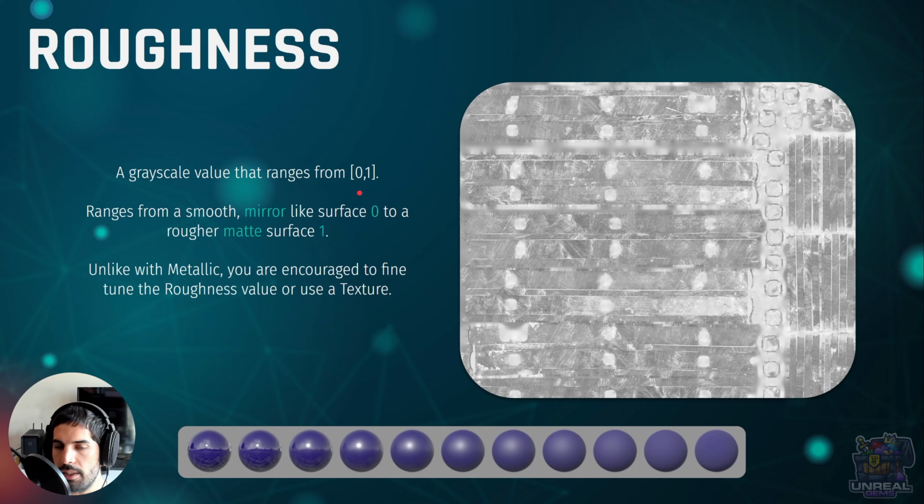So 0 will reflect light perfectly and 1 will scatter the light reflected, so we will see a more rough surface. Unlike with metallic that we will see later, we can fine-tune the roughness value or use a texture. You can see that this will be a 0 value, so it reflects kind of like a mirror, and as we go to 1, you can see that it becomes a matte surface. This is the texture that could drive the roughness in, for example, a PBR asset.